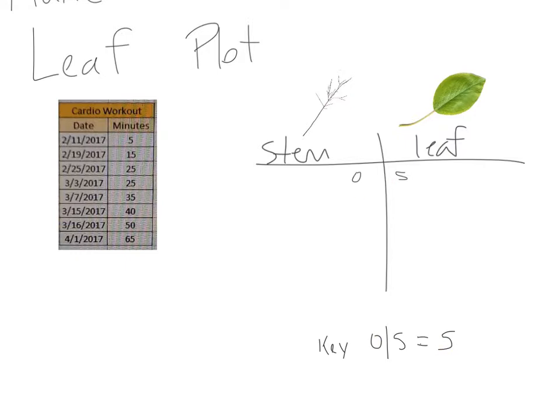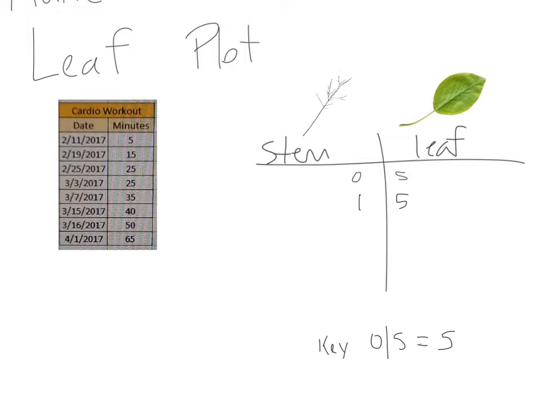Okay, so how would we do 15 then? Well, if the stem represents the tens place in 15, what's in the tens place? The 1. And then what's in the leaf place, or the ones place? The 5. If 0 | 5 means 5, then 1 | 5 means 15, and that's good. Okay, so let's keep on going.